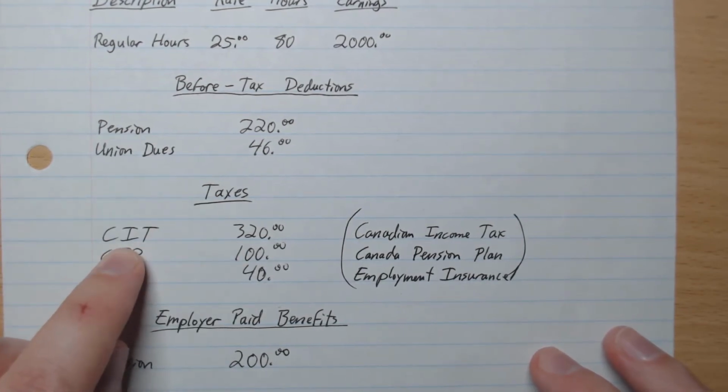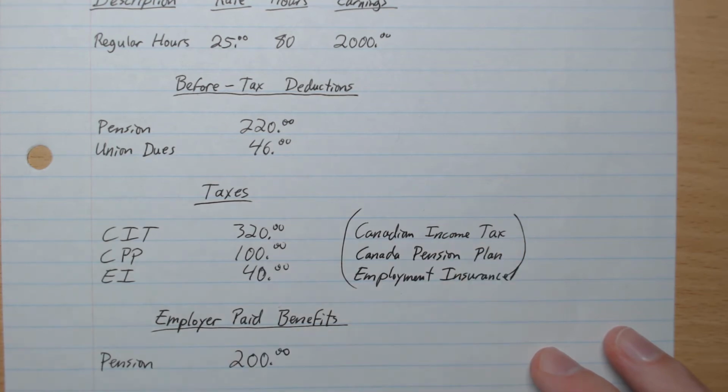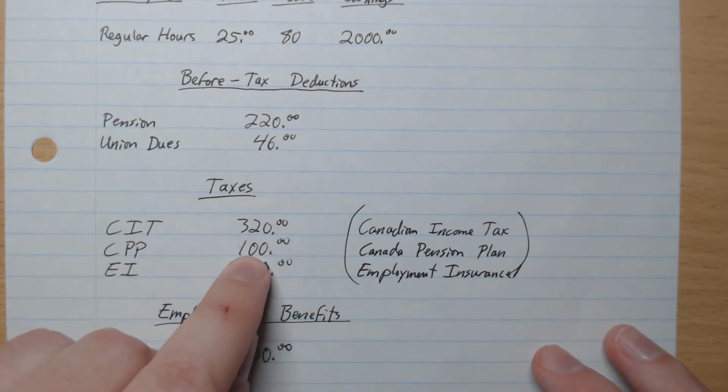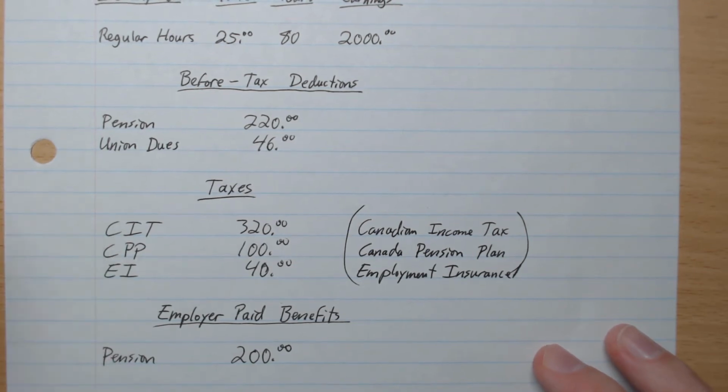So we have CIT 320. This is Canadian income tax, so this is provincial and federal taxes together. CPP, we have 100 here. This is for Canada Pension Plan. This is so that when you retire, you're going to receive a small amount from CPP as a bit of income.